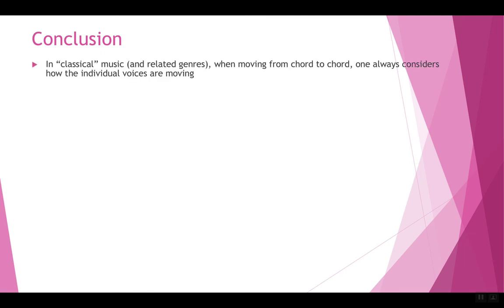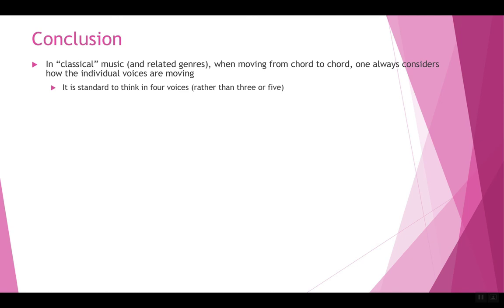Okay, so I have a conclusion and then an outro screen. In conclusion, in classical music and related genres, like Baroque, Renaissance, Romantic, all that stuff, when moving from chord to chord, one always considers how the individual voices are moving. And I would say that is something that distinguishes classical music from popular music, rock music, jazz. Even Hollywood composition, I don't think that you pay as much attention to it.